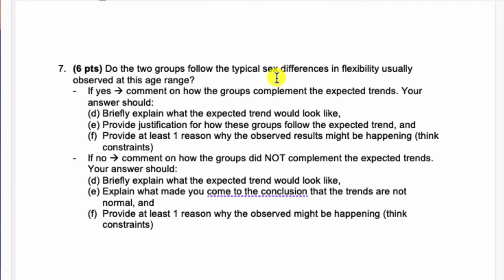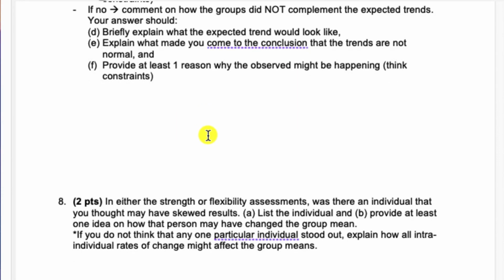Again, the breakdown of what you're typing in is what is the expected trend supposed to look like? How do your graphs match or not match that trend? And then at least one reason why that might be happening. And then the final question in either the strength or flexibility assessments, was there an individual that you thought may have skewed the results? You'll list that individual and then provide at least one idea on how that person could have changed the group mean.